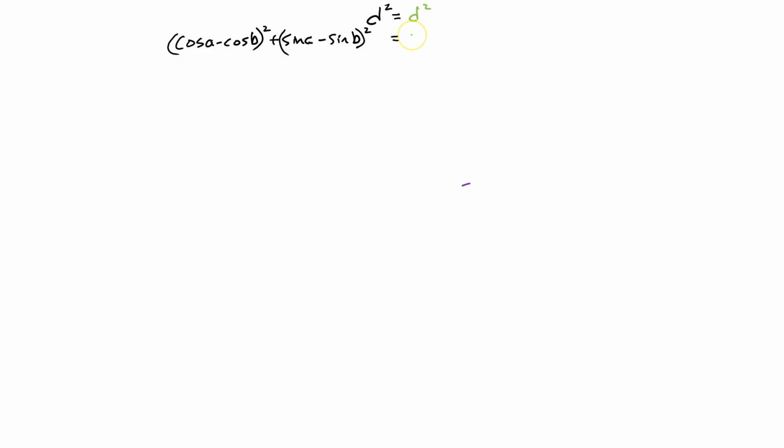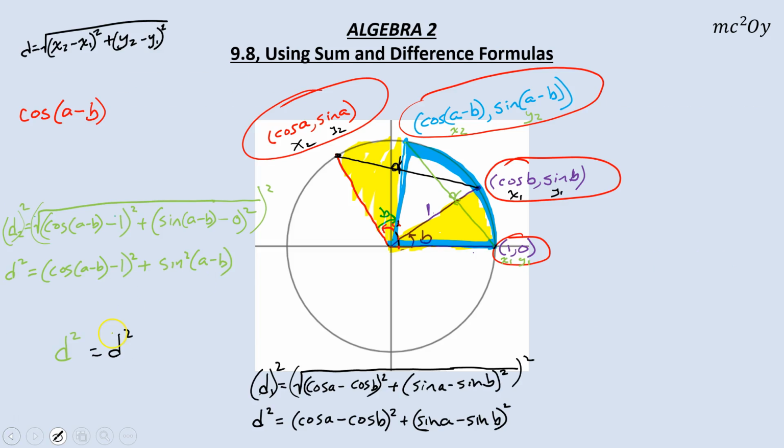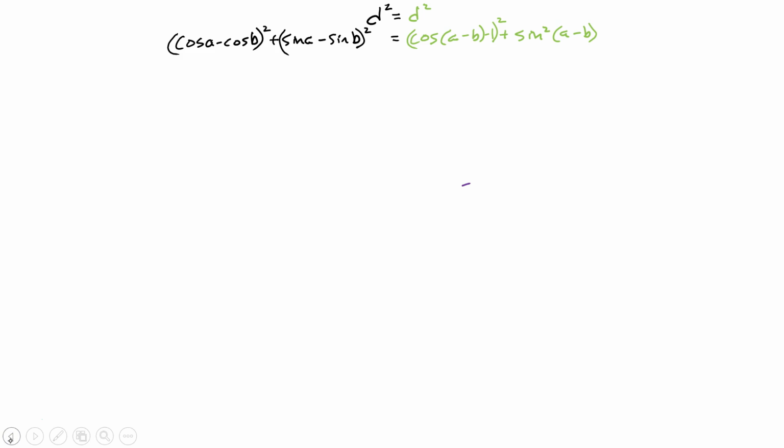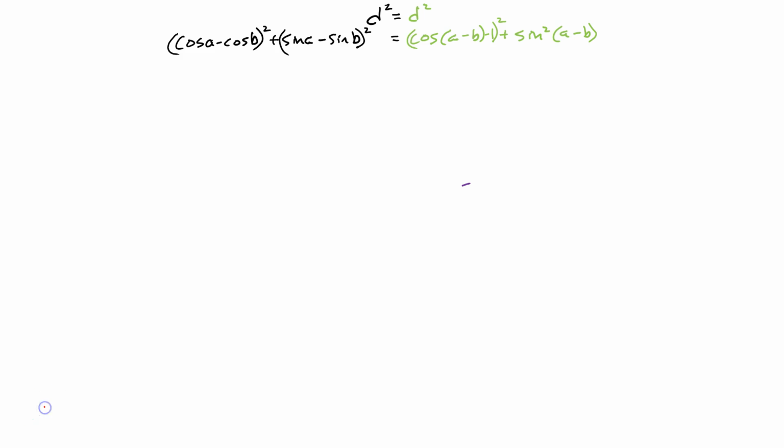Okay, so that's going to be equal to the cosine of A minus B squared plus sine squared A minus B. Okay. Oops. You know what? I forgot a 1 in there. So this would be minus 1 squared. Okay. And once again, I just grabbed that from right here. Okay. So now simplifying, I'm just going to switch to red ink here.